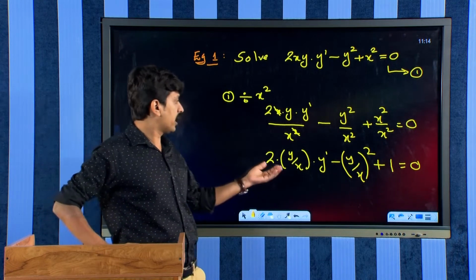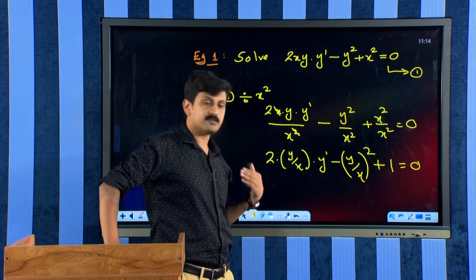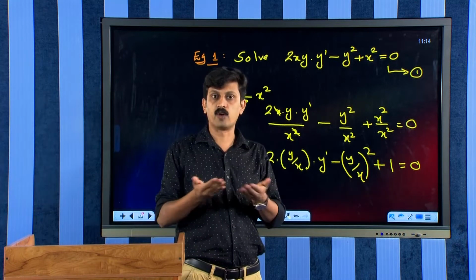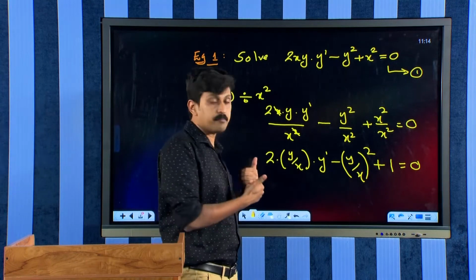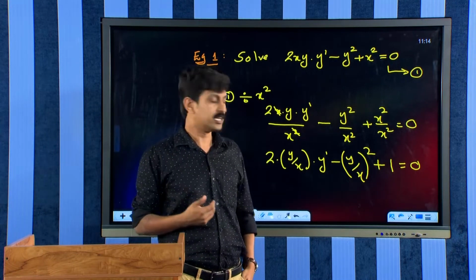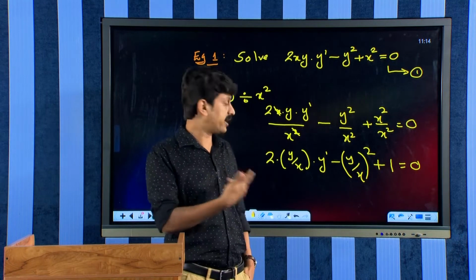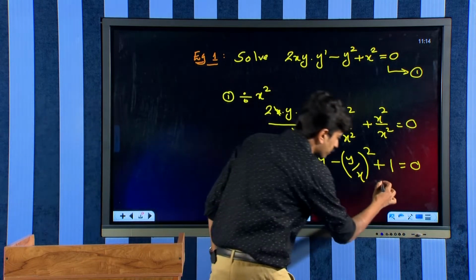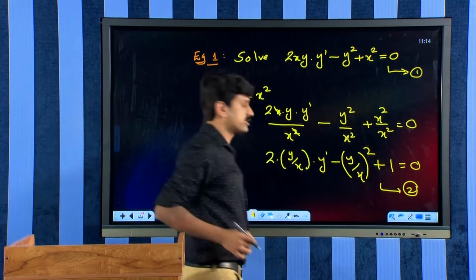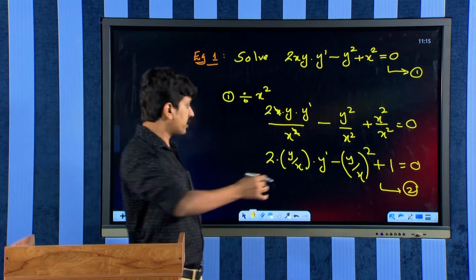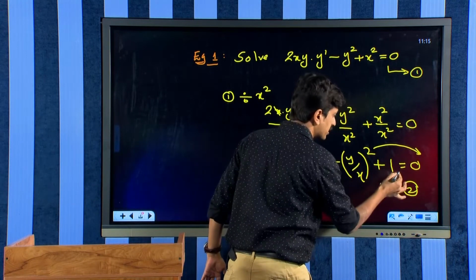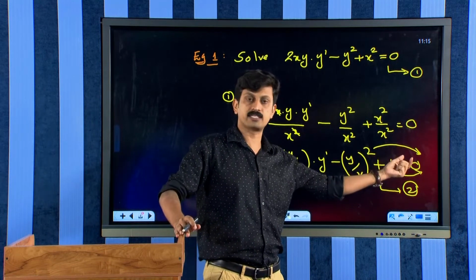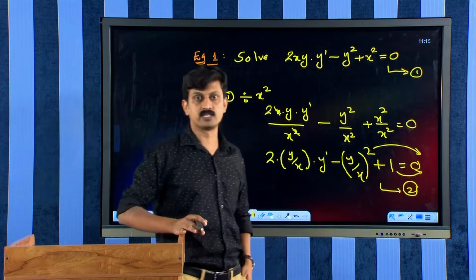While seeing the left hand side, which is an expression in y by x, we are able to change the equation as dy by dx is equal to an expression in y by x. I just put this as equation number 2. From equation number 2, I would like to take this to the RHS. While taking minus y by x whole square to the other side, we will have plus y by x whole square, and plus 1 is minus 1.